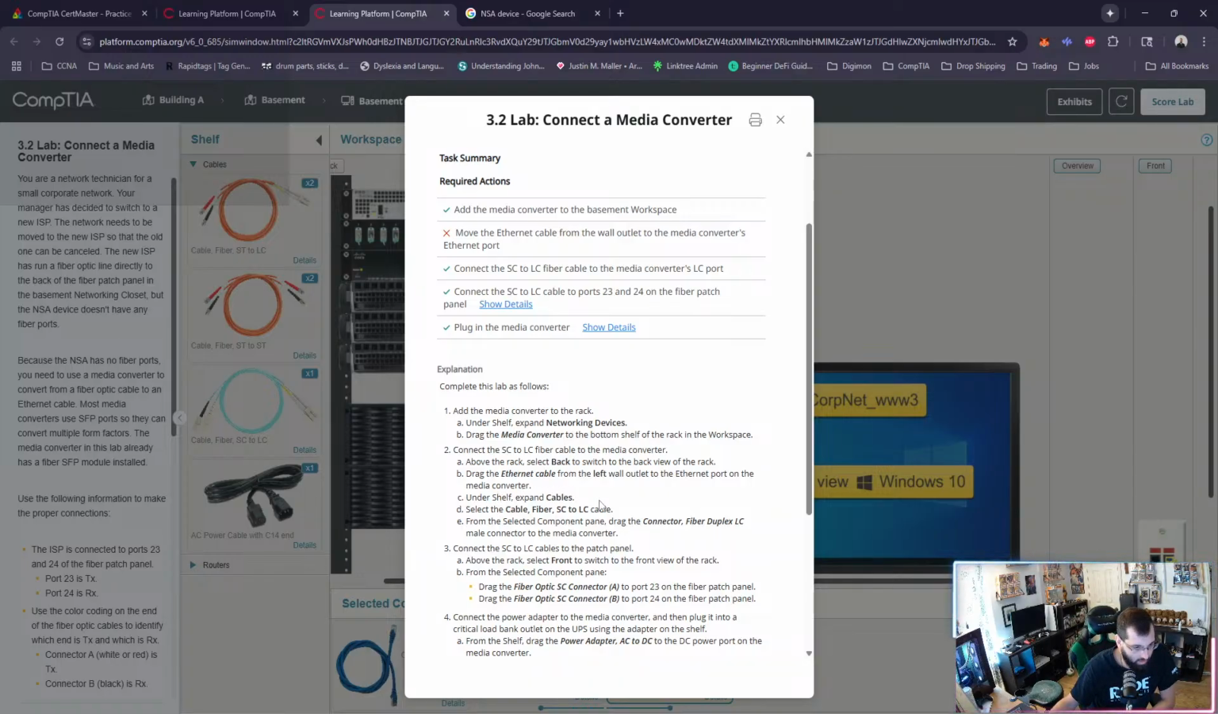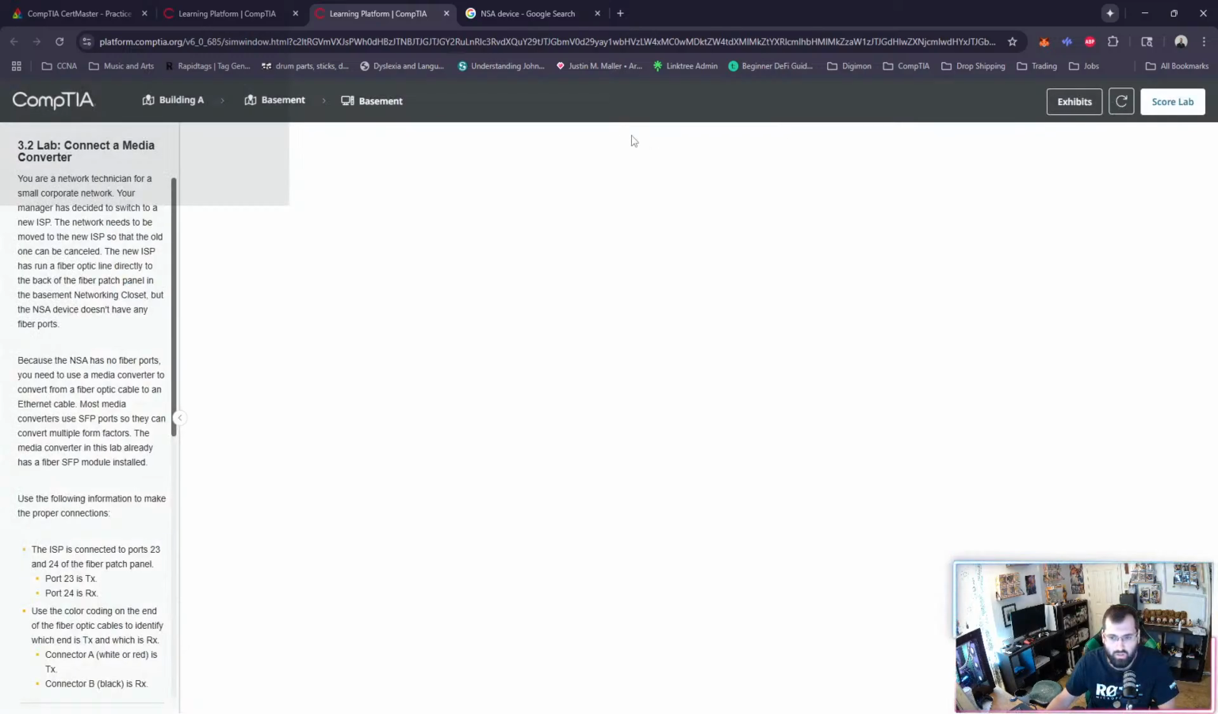Under shelf, expand cables. Select cable, fiber, LC to LC cable. From the selected component panel, drag the connector, fiber duplex LC male connector to the media converter. Connect the LC to SC to LC cables to the patch panel above the rack. Select front of the switch in the front of the rack. Above, select component pane. Okay, I don't understand. I did this. Move the Ethernet cable from the wall outlet to the media converter.